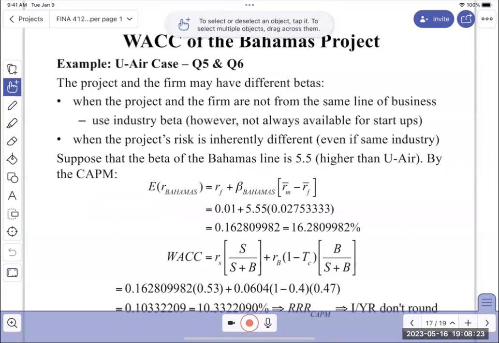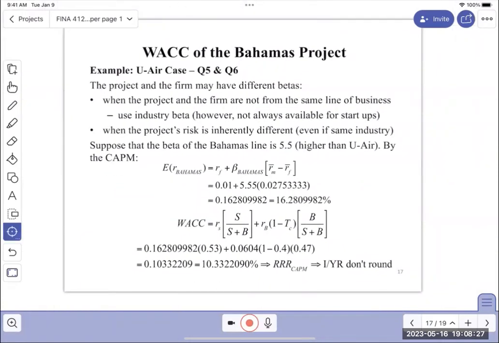The final thing to do is to consider, what if the beta is wrong? What if the Bahamas project has more risk, greater sensitivity to market returns than UAir itself? Now, how could we find this out? Well, if we've never flown to the Bahamas before, then we won't have the data on our own, but we could find some industry data of other airlines that fly to the Bahamas and observe or monitor their returns and estimate a beta.